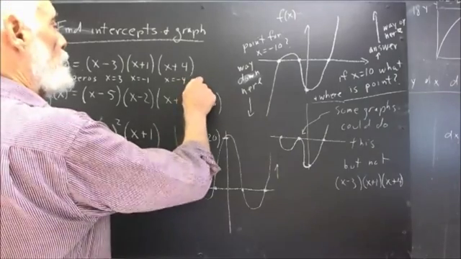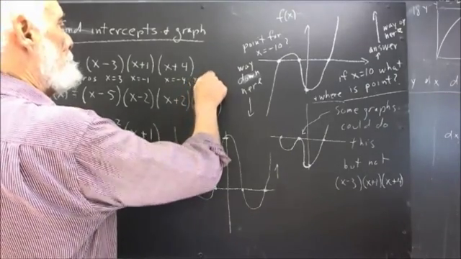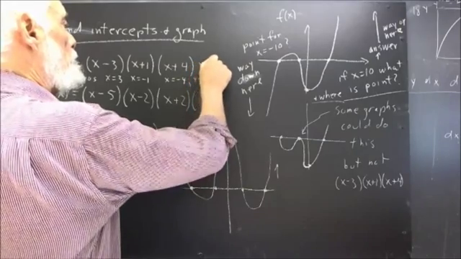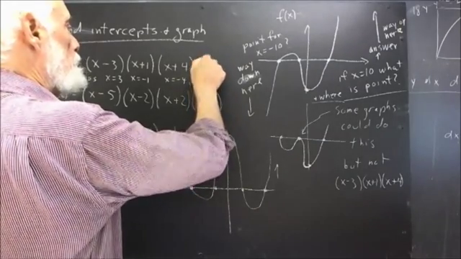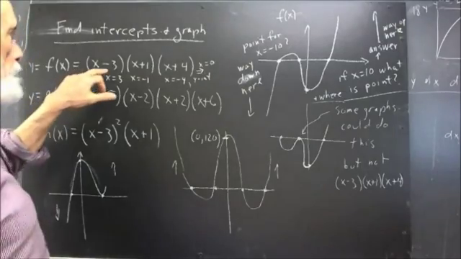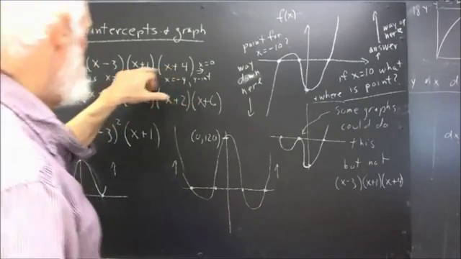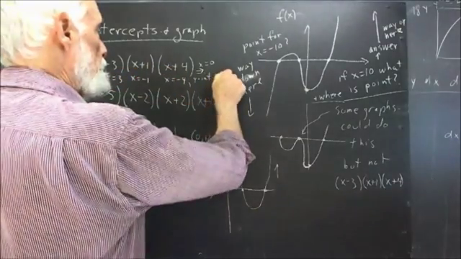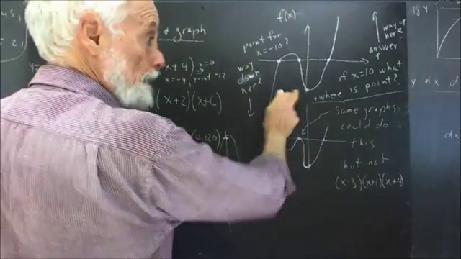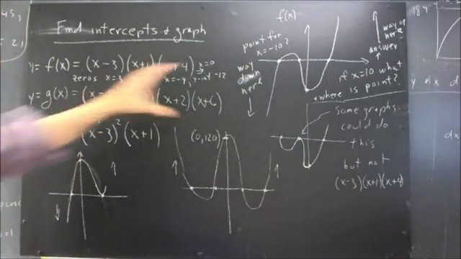And then the y-intercept, x equals 0 is what gives you the y-intercept. So if x is 0, you have negative 1 times 4, which is negative 12, giving us the point 0, negative 12. And everybody did pretty well with that.